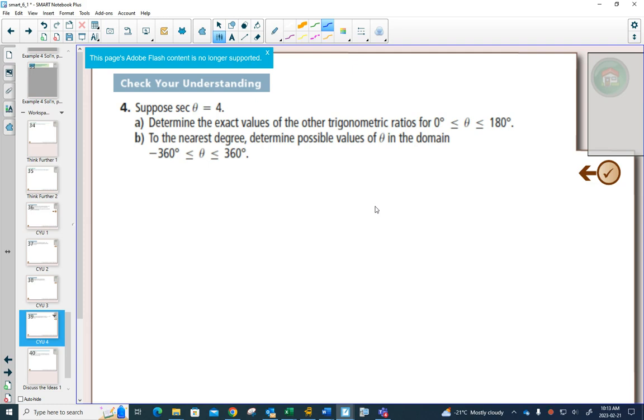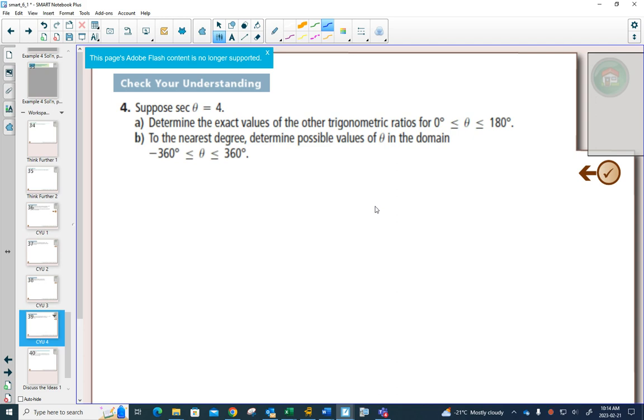So a couple things about this question. This is on page 473, and it starts off saying, suppose secant of theta is equal to 4. So this year, we've learned the reciprocal trig functions. We've learned secant, cosecant, and cotangent. And each of them is related to one of the functions that we know.